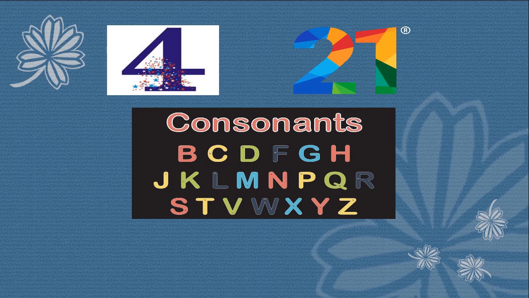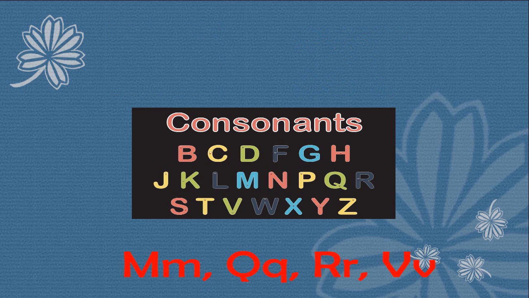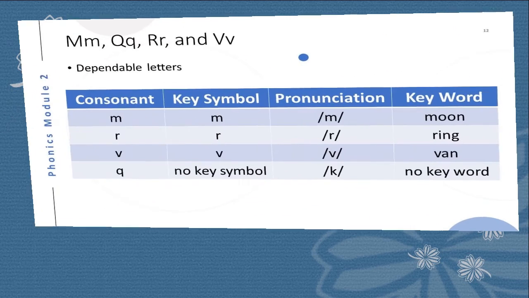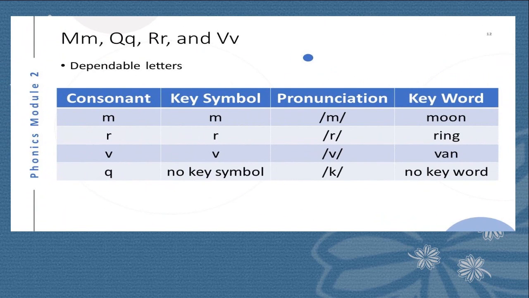4 of the 21 consonant letters are extremely dependable: M, Q, R, and V. When we see these letters in a word, we can be sure it represents the phoneme we associate with its key symbol and the initial sound heard in its key word. In the chart is the letter, its key symbol, its pronunciation, and the key word. From top to bottom, we have M, Q, R, V, and K.